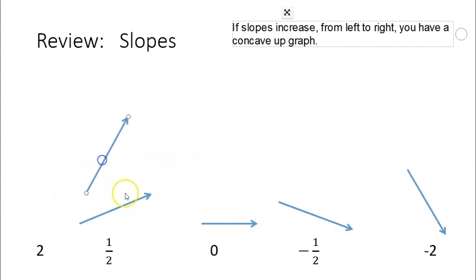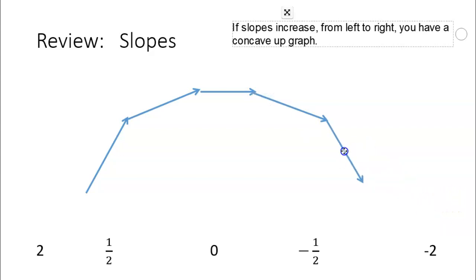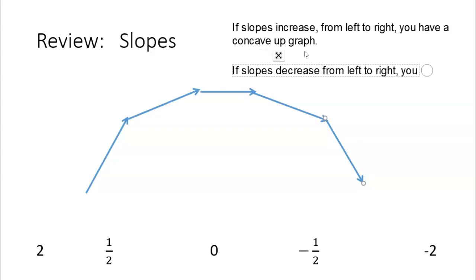So if I take this and then connect the next slope to it, and then connect the next slope to it, and then the next, and so on, well, what kind of graph do we get then? Surprise! You get a concave down graph. So if slopes decrease from left to right, you have a concave down. Okay? So that's the relationship between concavity and slope.